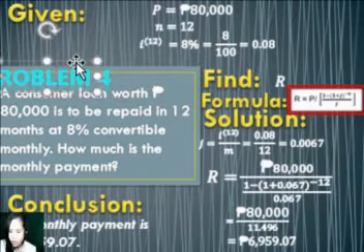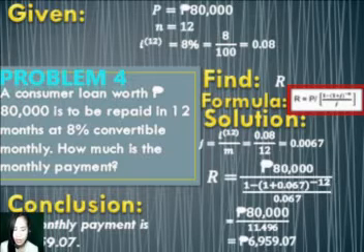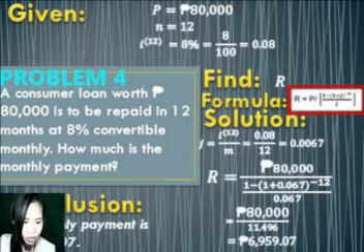So let's try to solve this problem. A consumer loan worth 80,000 pesos is to be repaid in 12 months at 8% convertible monthly. How much is the monthly payment? So how are we going to solve for this?